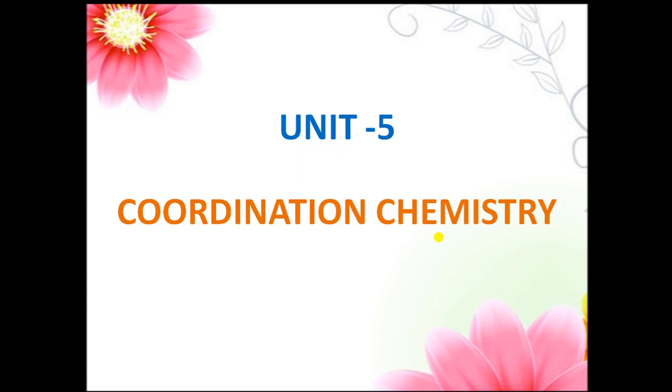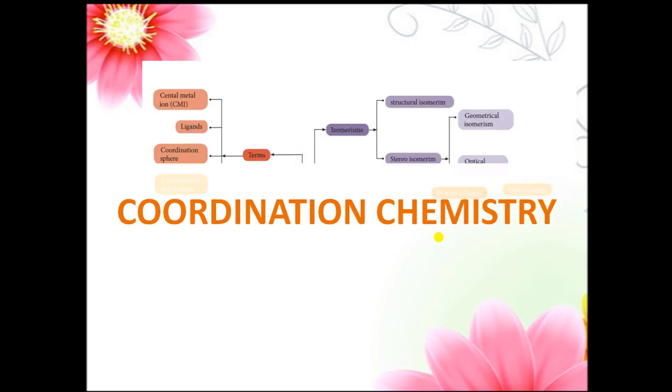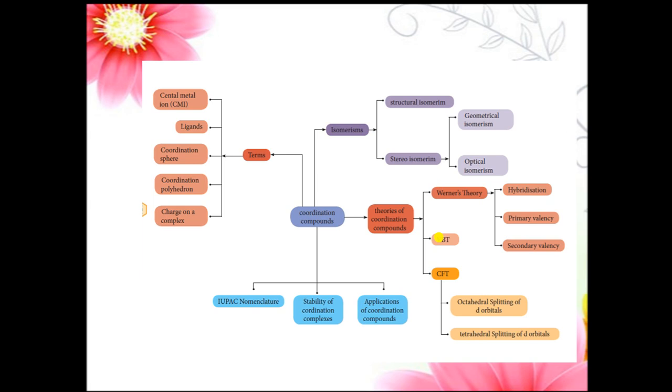Today I am going to start Unit 5, that is coordination chemistry. This is the mind map of this lesson. In this lesson we are going to learn about important terms of coordination chemistry, and we are also going to discuss the different types of isomerism.